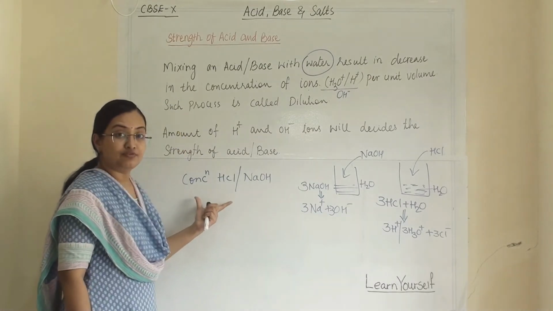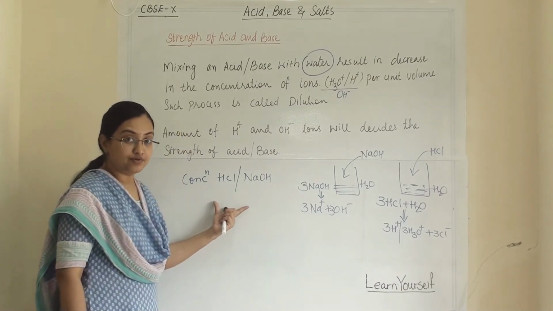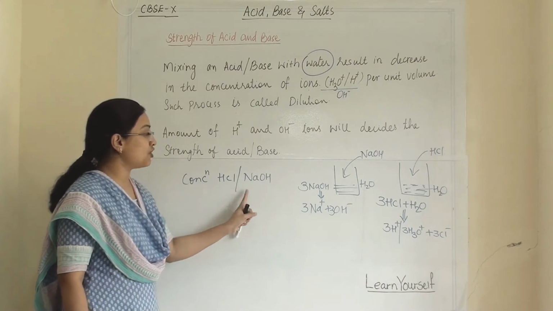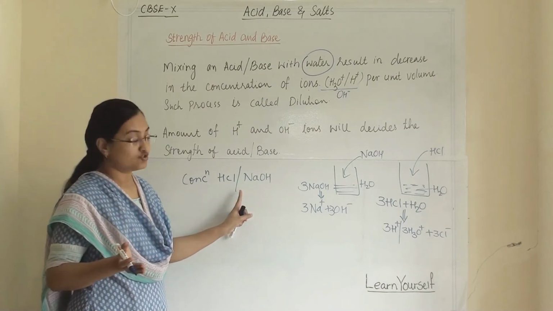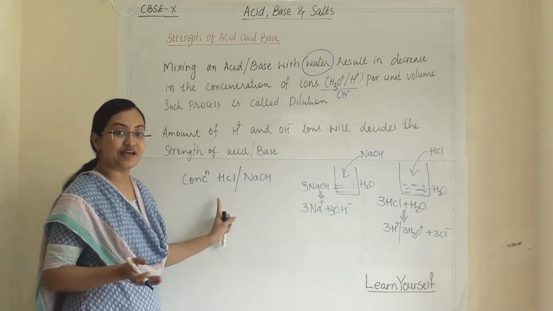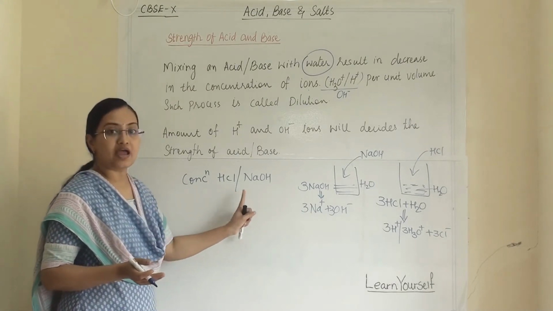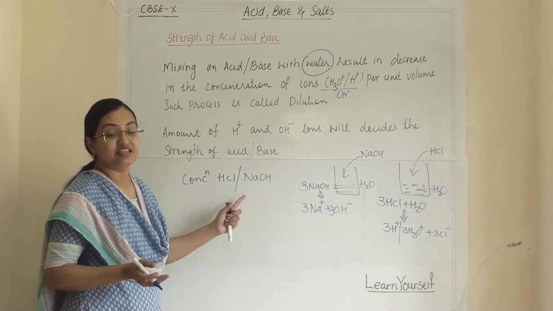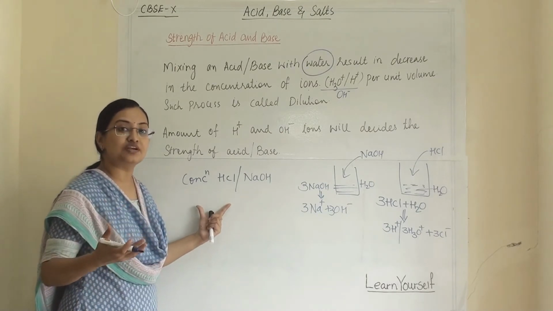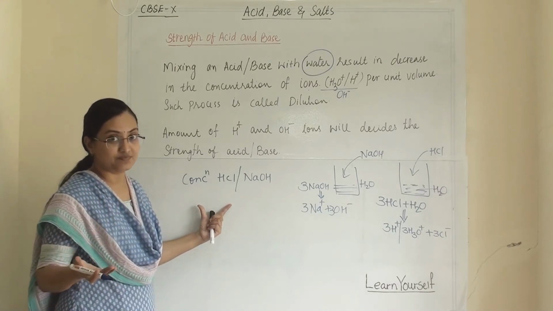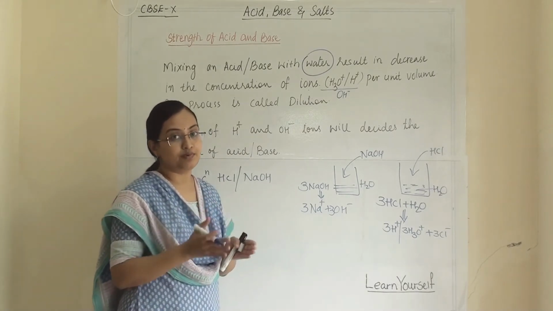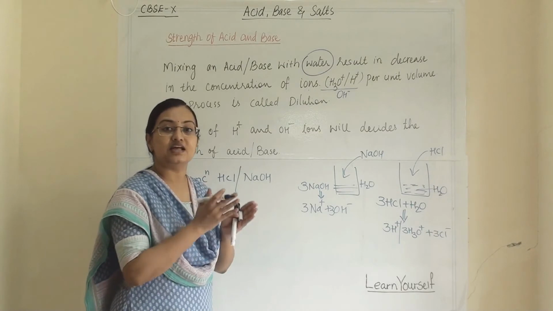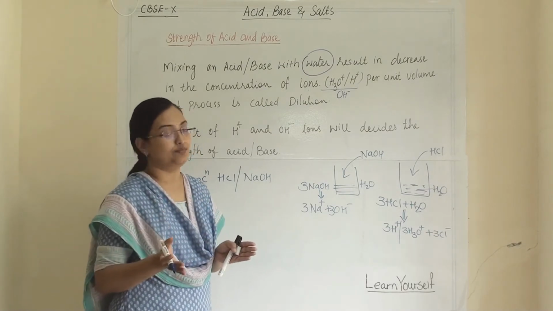When we see this type of labeling in the laboratory, it suggests that the amount of acid and base is more compared to water. So these are concentrated, that means these are strong acid and strong base. They are termed as concentrated acid and concentrated base. But when we add more water to acid and base, they are termed as diluted acid and diluted base.